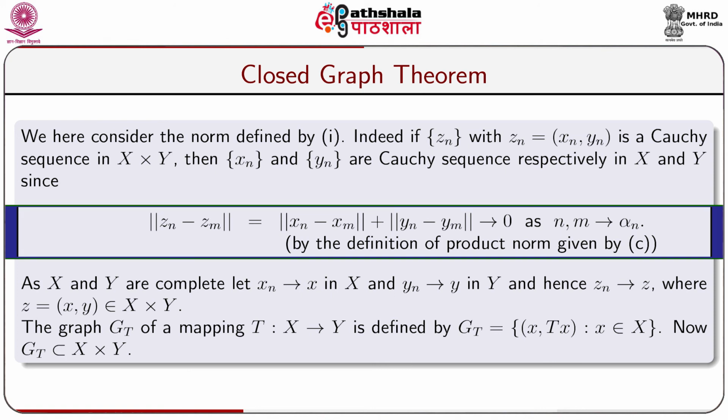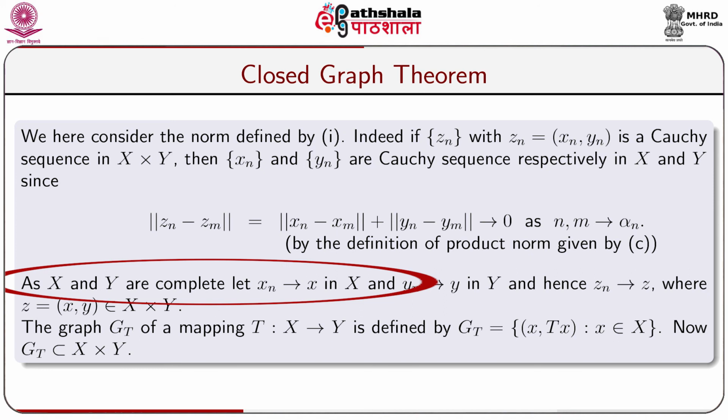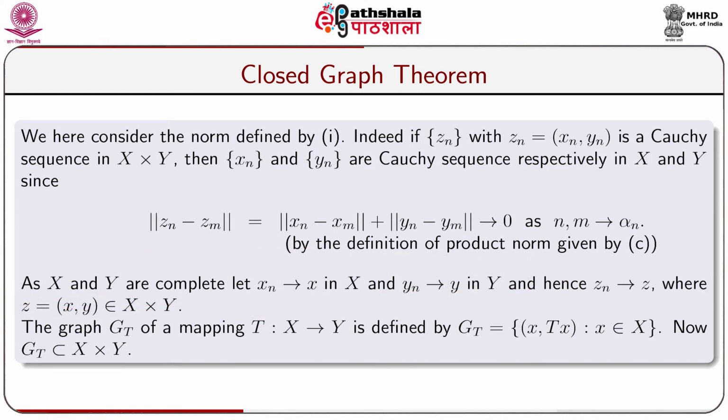Since norm of Zn minus Zm is less than or equal to norm of xn minus xm plus norm of yn minus ym, this follows by norm axiom 3, and it goes to 0 as n, m tend to infinity. As X and Y are complete, let xn go to x in X and yn go to y in Y as n tends to infinity, and so Zn converges to z as n tends to infinity, where z is equal to the pair (x, y) belonging to X cross Y.